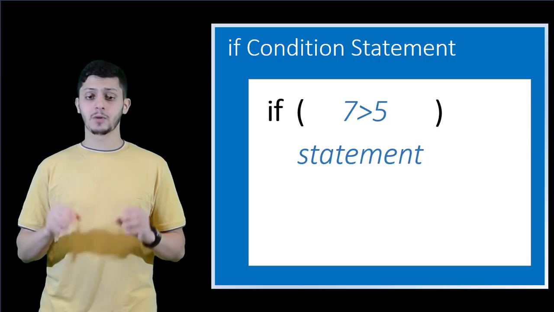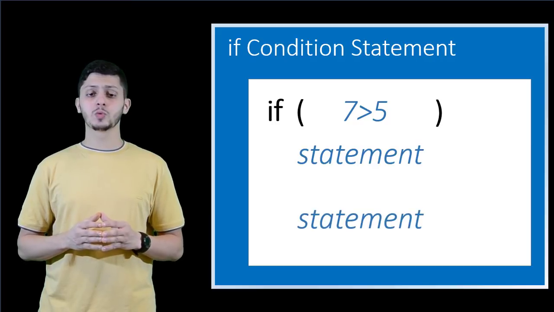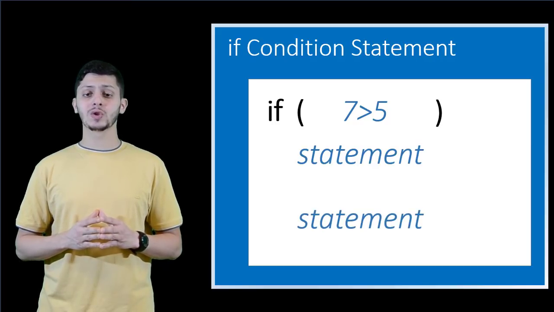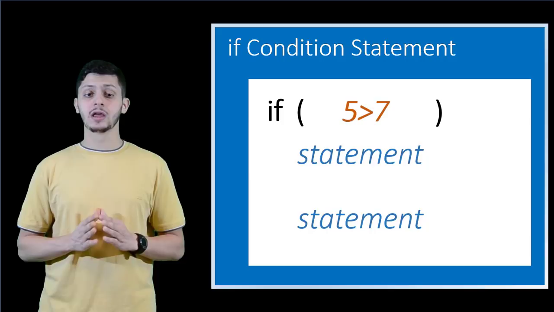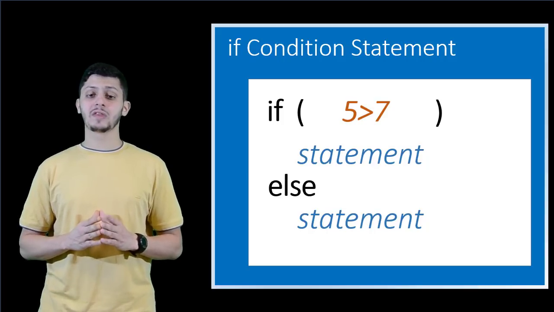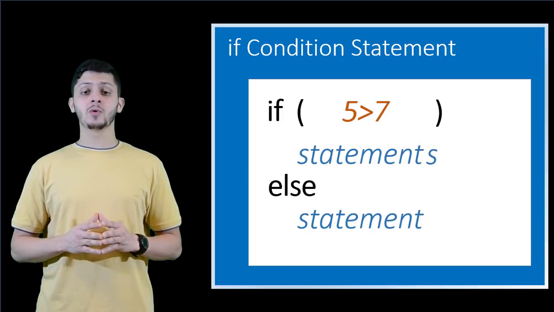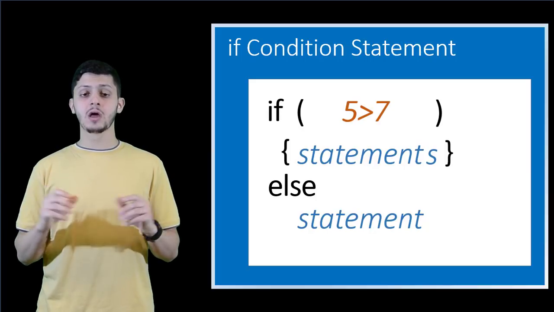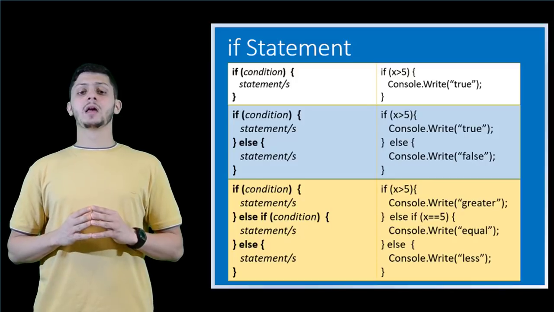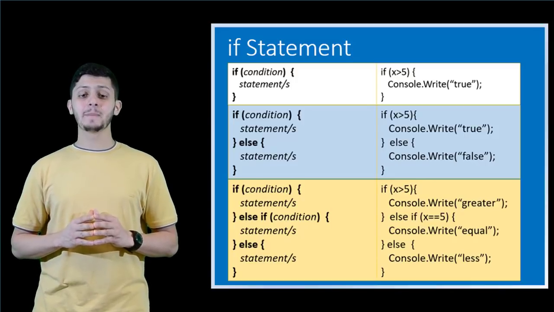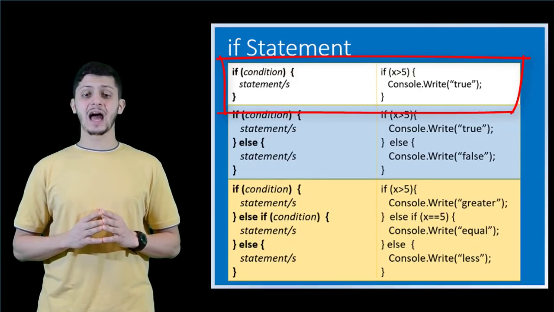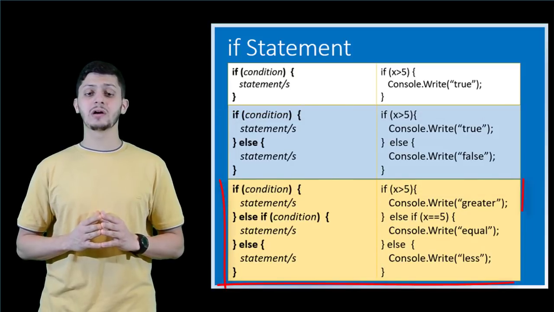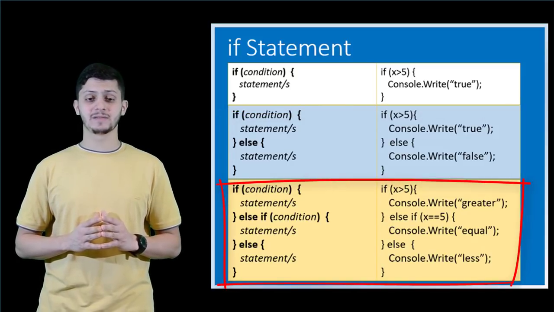You can already stop here, but if you want to provide a statement when the condition is false, then you have to separate them with an else word. If you want to execute many statements, you have to enclose them with curly brackets. The construct can be a single if, an if-else, or multiple if-else statements.